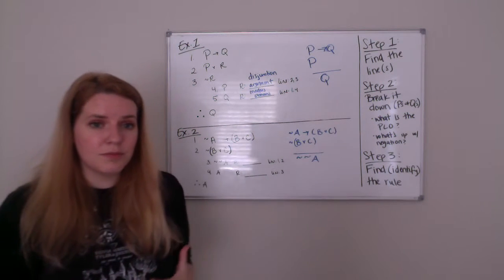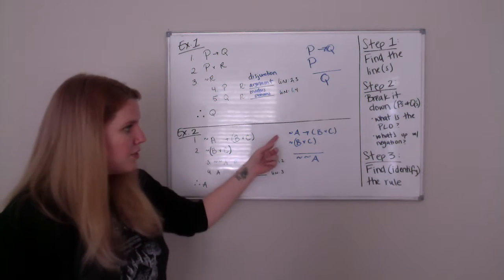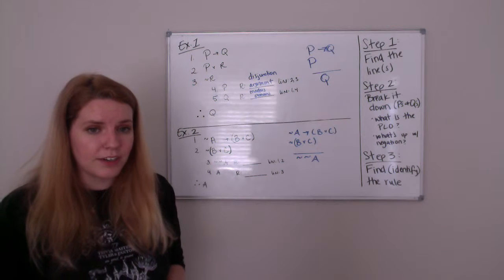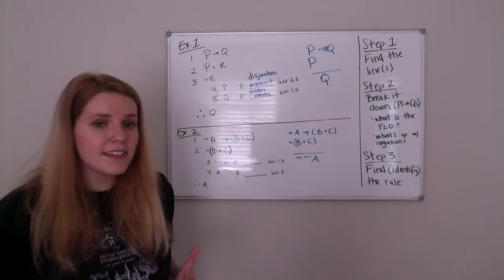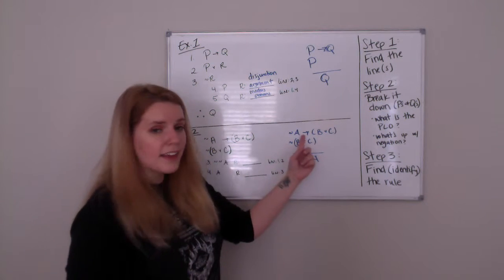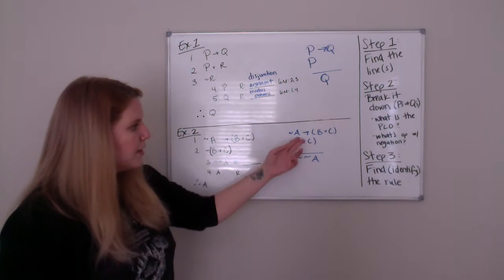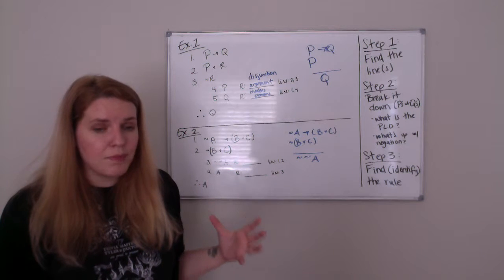and now we're going to break it down into the simplest terms possible. So let's start with our first premise. What's our primary logical operator here? It's the conditional claim. So the arrow, that's our primary logical operator. So it's the operator that's most outside of the parentheses.